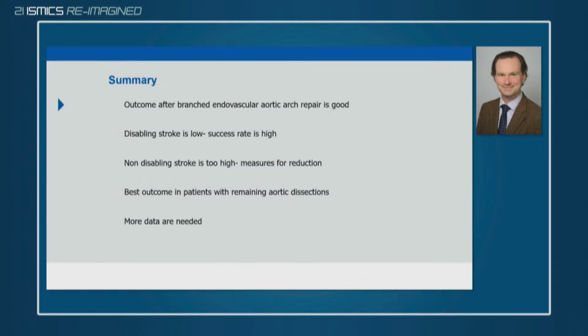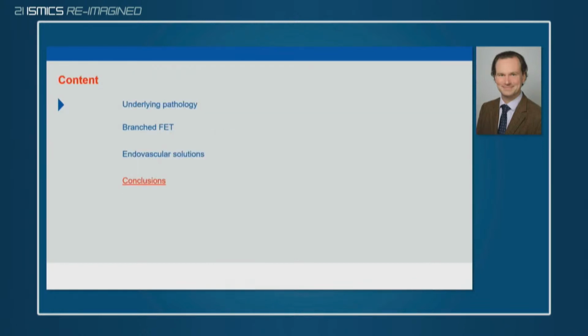So these are the important messages. Outcome of the branched endovascular aortic arch repair is good. Disabling stroke is low, but non-disabling stroke is too high, and we need every measure for reduction. Best outcome is in patients with remaining dissection after previous repair, but clearly more data are needed.